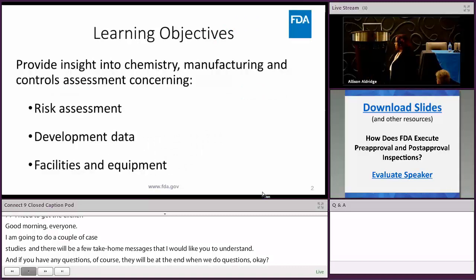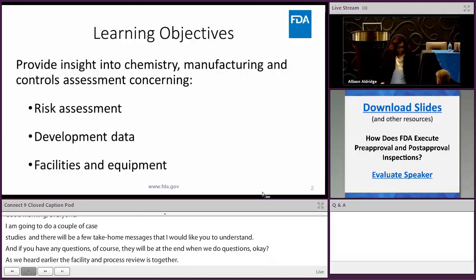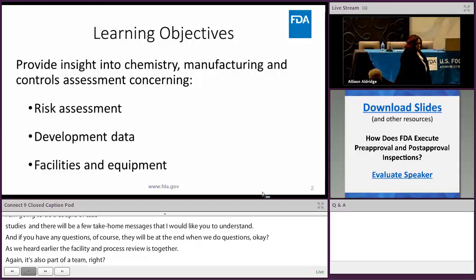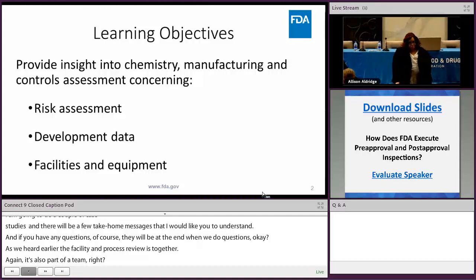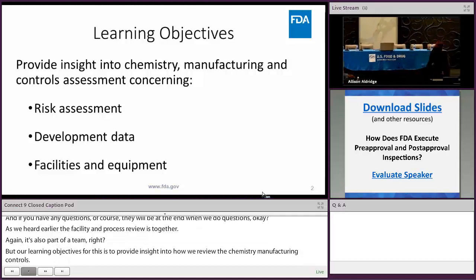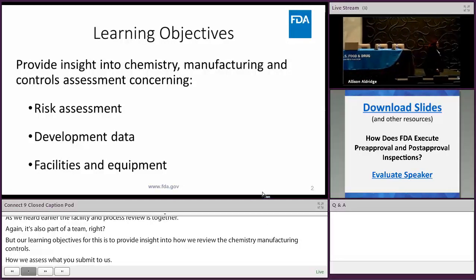But our learning objective for this is to provide insight into how we review the chemistry manufacturing controls, how we assess what you submit to us. Specifically, I'll be talking about risk assessment, development data, and facilities and equipment.